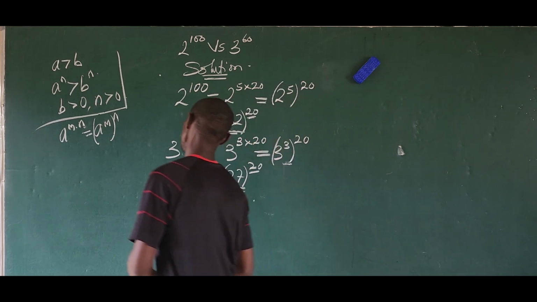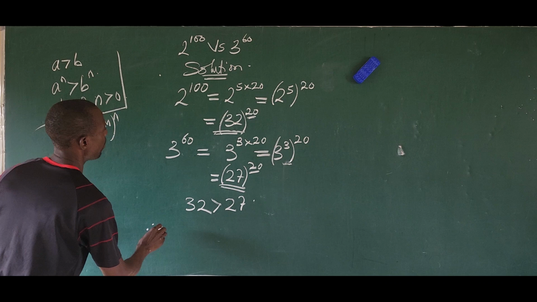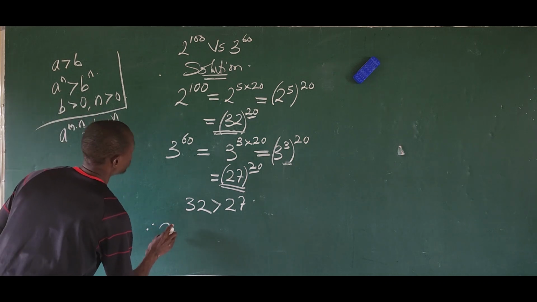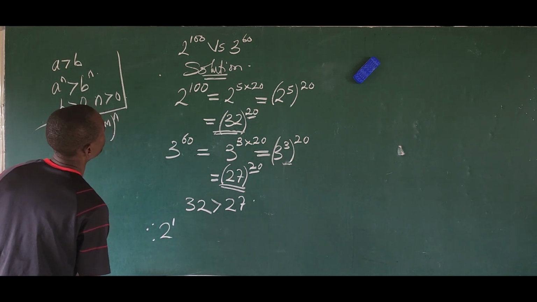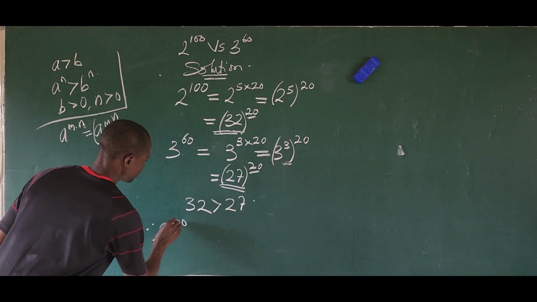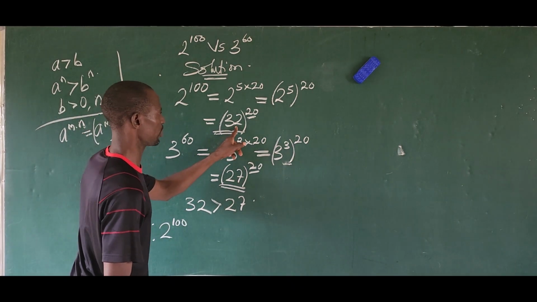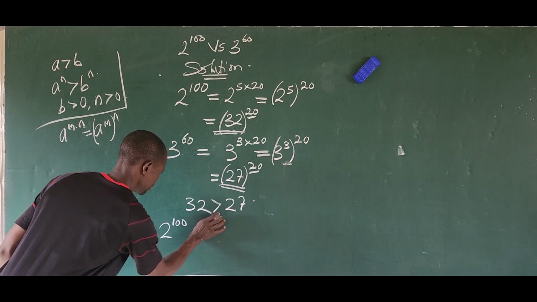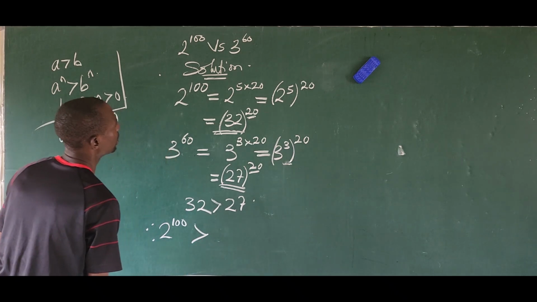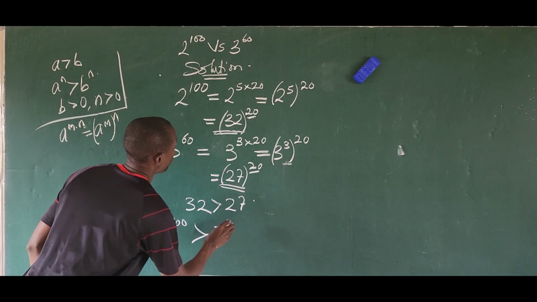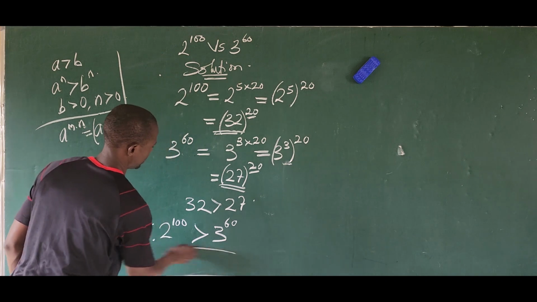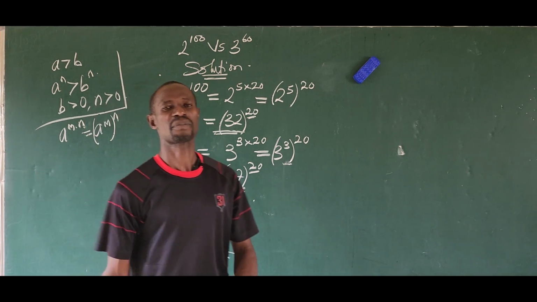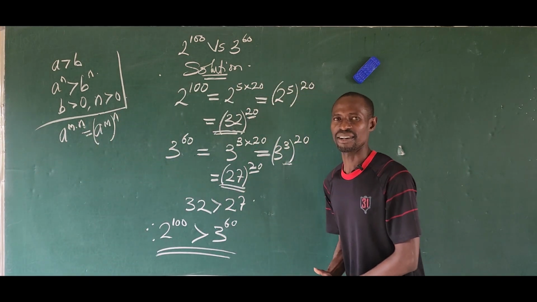And so, therefore, our 2 to the power of 100, which is equivalent to 32 to the power of 20, is greater than our 3 to the power of 60. Okay, so this is how you prove simple challenges of this kind.